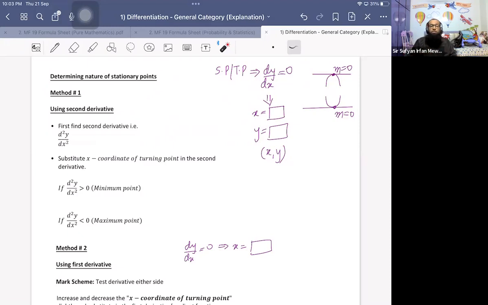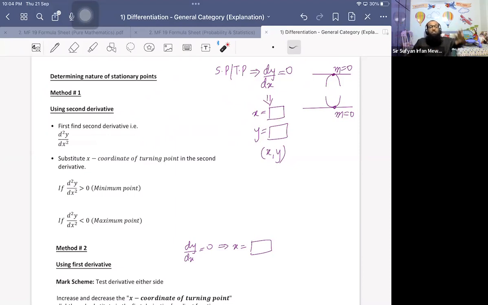And normally when the examiner has asked us to find the nature of the turning point, the marks are just 2. For 2 marks, differentiating again to find the second derivative is very, very time consuming. So it's better that we don't find the second derivative. If we're not finding the second derivative, then what can we do? We can find the nature using the first derivative only.